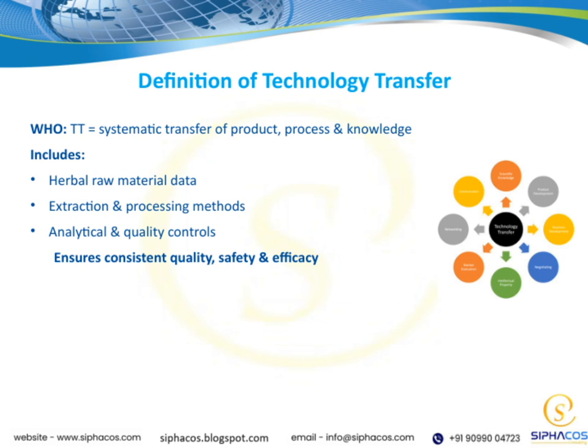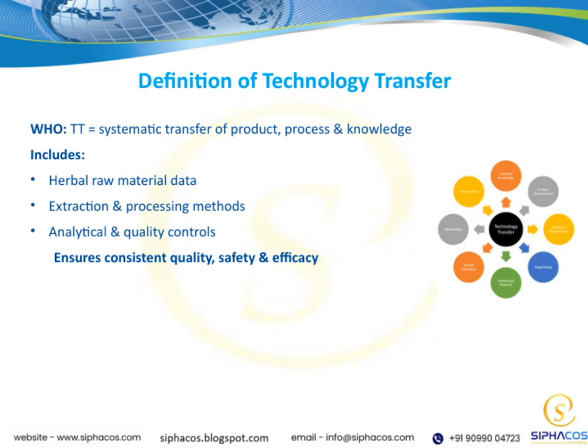First, it covers herbal raw material data, so detailed information about the raw ingredients used. Next, it involves extraction and processing methods, which are crucial for transforming raw materials into usable products. Additionally, analytical and quality controls are a vital part of this transfer. These steps help us verify that the product maintains consistent quality throughout the process. The ultimate goal here is to ensure that the final product is safe, effective, and of reliable quality every time.